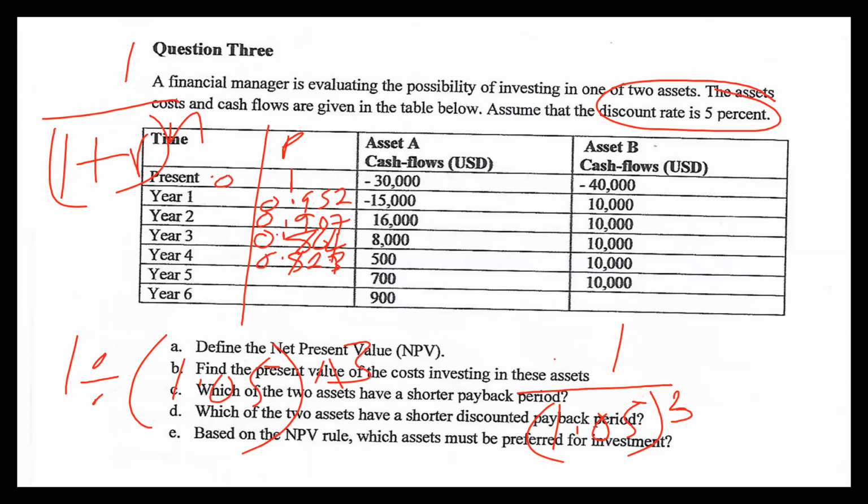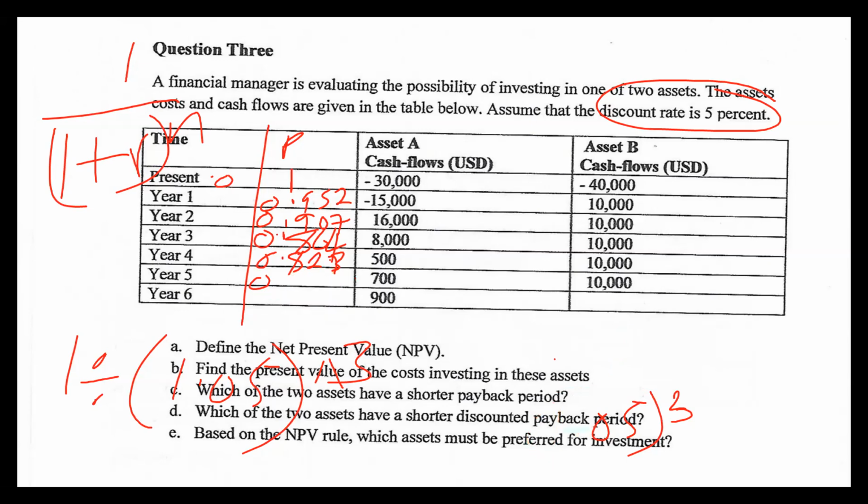In the fifth year, we have 0.783. What about in the sixth year? We have 0.746. Yeah, 0.746.